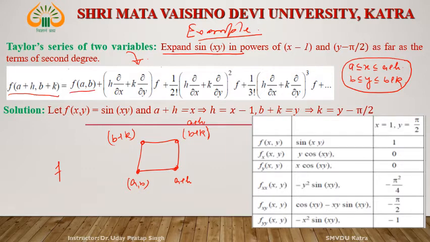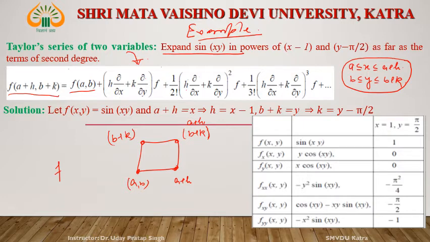plus h dou f by dou x plus k dou f by dou y, plus 1 by factorial 2 times h square dou 2 f by dou x2 plus 2hk dou 2 f by dou x dou y plus k2 dou 2 f by dou y2, and so on. In this way we have to expand this function.